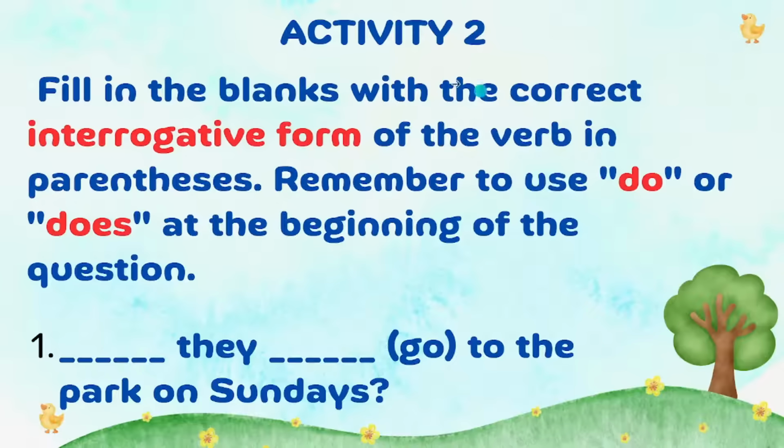For activity 2, I'm giving you more examples for everyone to memorize, or not memorize, to learn more. It says here that we have to fill in the blanks with the correct interrogative form or question form of the verb in the parentheses. It says again to use do or does at the beginning. So, what's the correct answer for number 1?